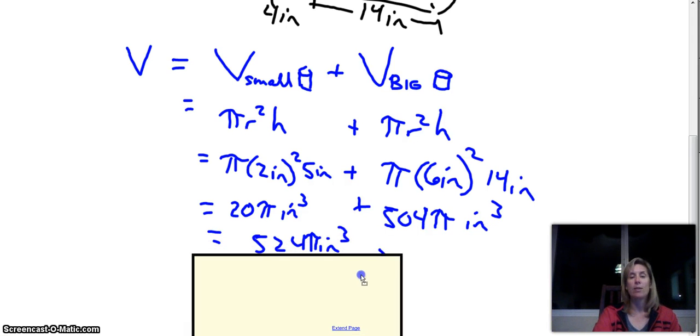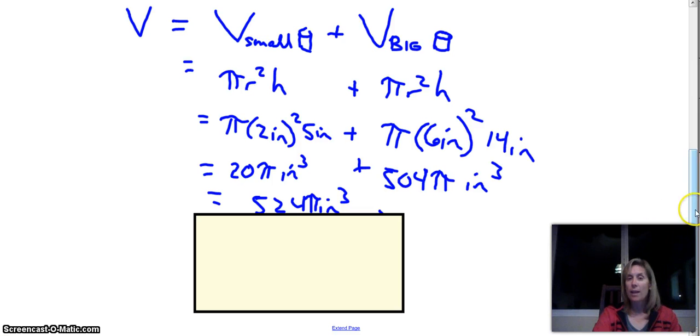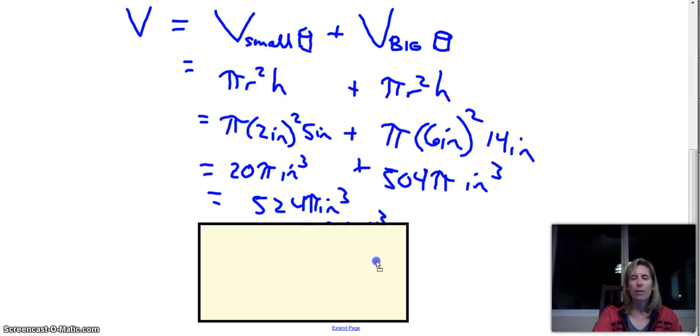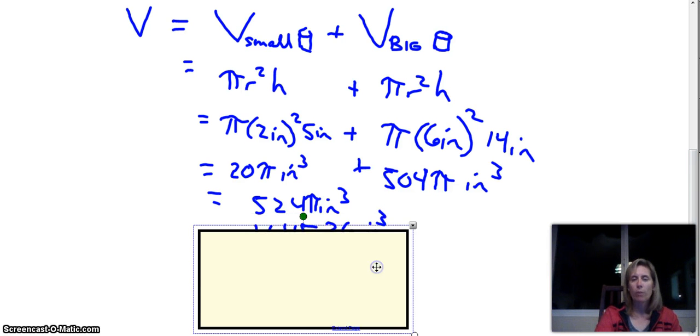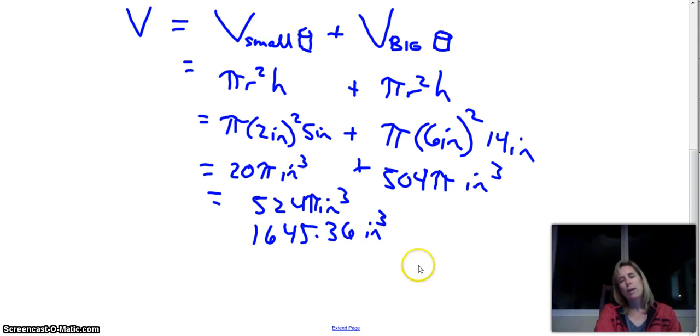524 pi inches cubed. So go ahead and multiply that by pi now, and we'll see this composite volume. 524 times 3.14 is 1,645.36 inches cubed. And do practice your multiplication with decimals. It will make you very strong.